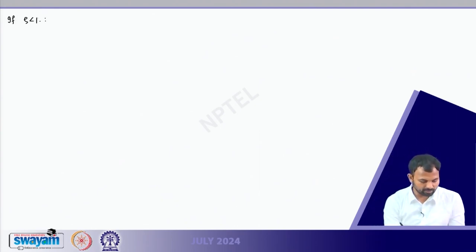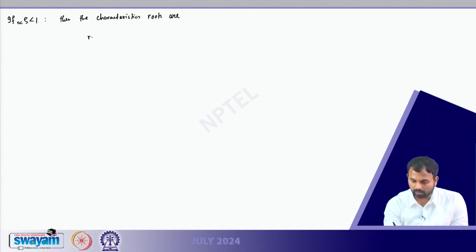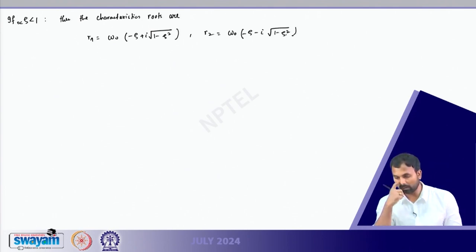If zeta is less than 1, then what will happen? Zeta is less than 1, but it should be greater than 0, because we have gamma by 2 into square root of km, so everything is positive. Whether it is less than 1 or not is what we are contemplating. Then the characteristic roots are r1 equals omega 0 times minus zeta plus i times square root of 1 minus zeta squared, and r2 equals omega 0 times minus zeta minus i times square root of 1 minus zeta squared.